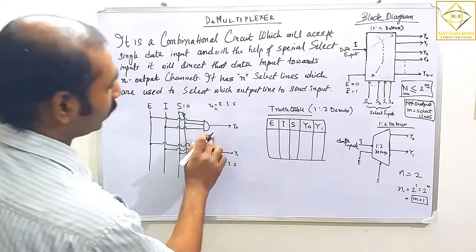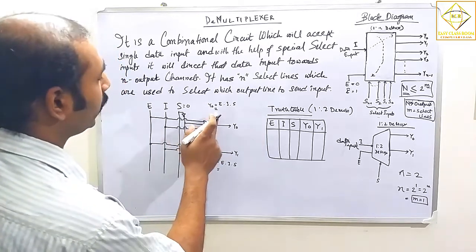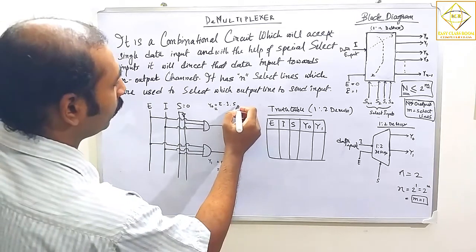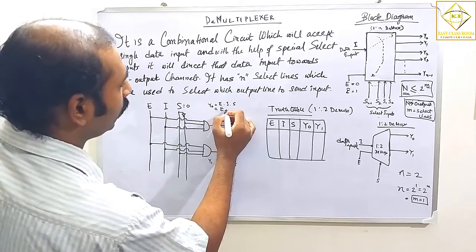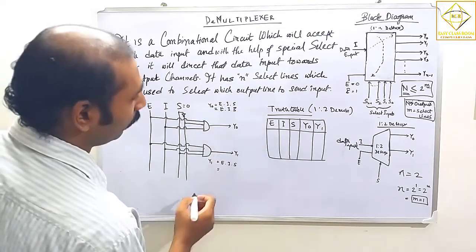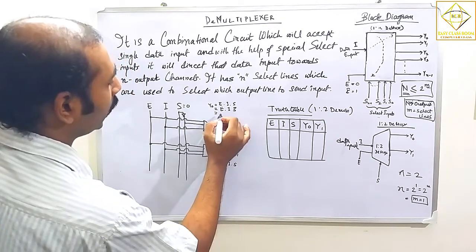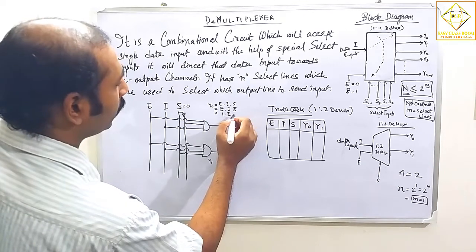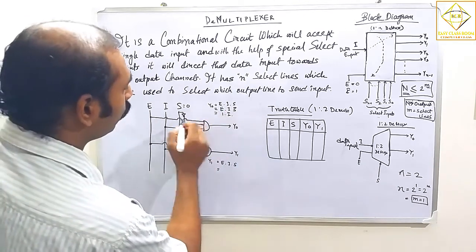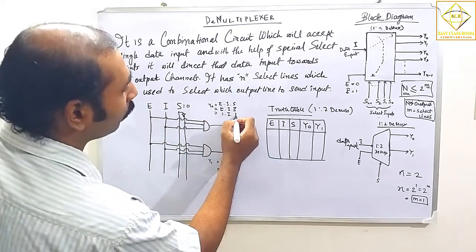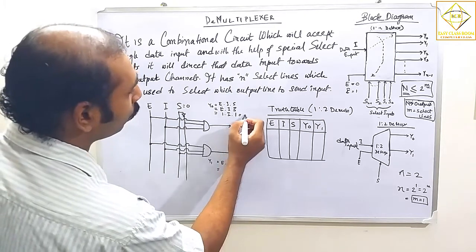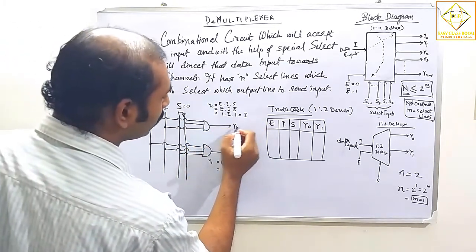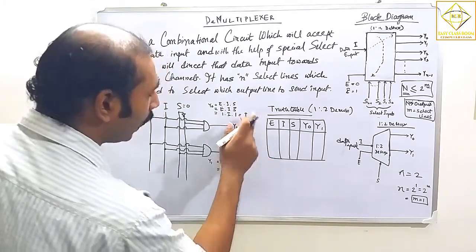For this circuit, what will happen? We have E, I and S. So here it will be E, I, S bar. Now E is 1, I is I, and S is 0. So S bar will be 1. So the output would be I. So for this Y0, the output will be I.